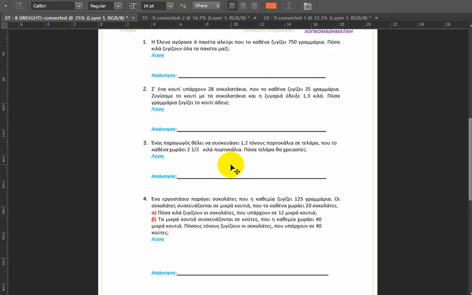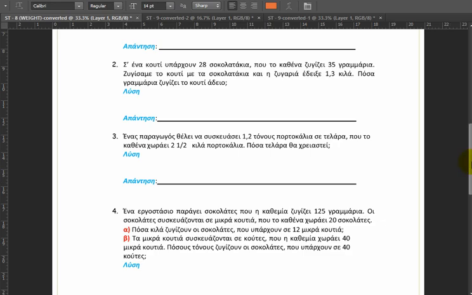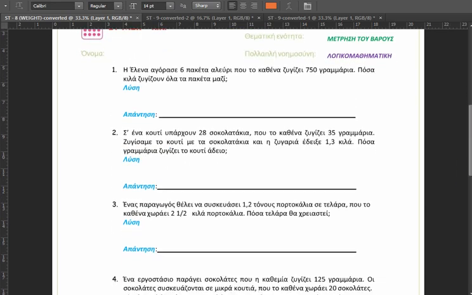Next up, we have problems. So Helen bought 6 packs of flour and each one cost 750 grams. How many kilograms are the packets altogether? So there are 2 ways you could go about this. You could either convert this into kilograms and then multiply it by 6, or you could multiply it by 6 and then convert your result into kilograms. That's what I'm going to do.